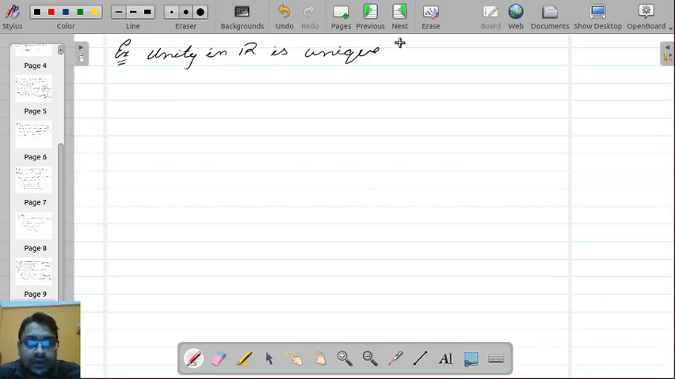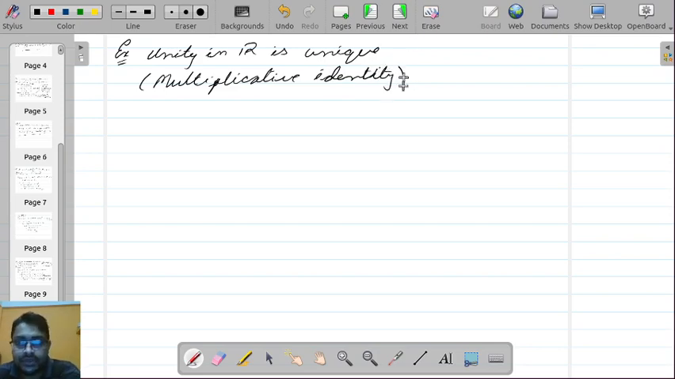That is our uniqueness of multiplicative identity. So there is only one element which, when multiplied by any other element, gives that element itself. Multiplicative identity is unique in R. So how do you show this?